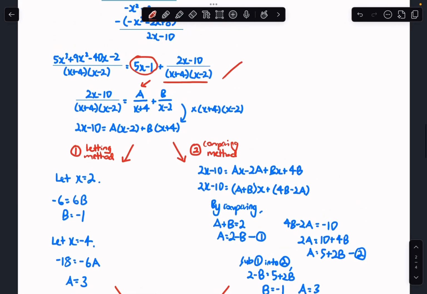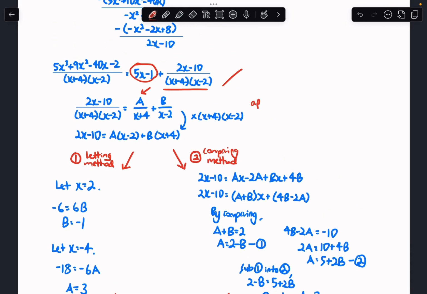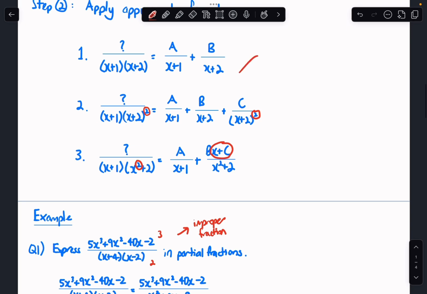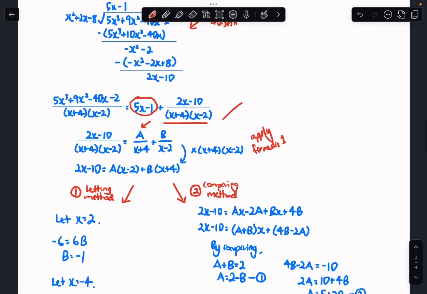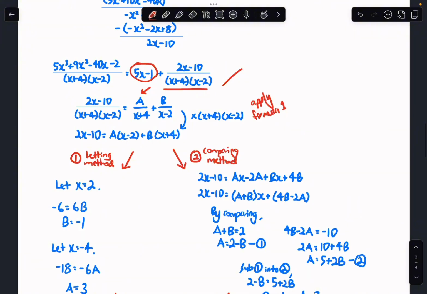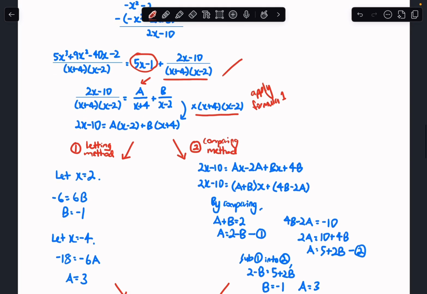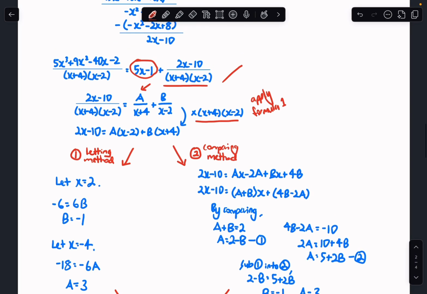For this question, we'll be applying formula 1, which is this one. To go from this step to this step, you just need to times this to the bottom, then we'll get this here.